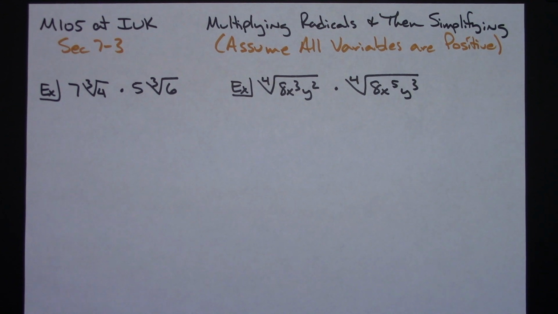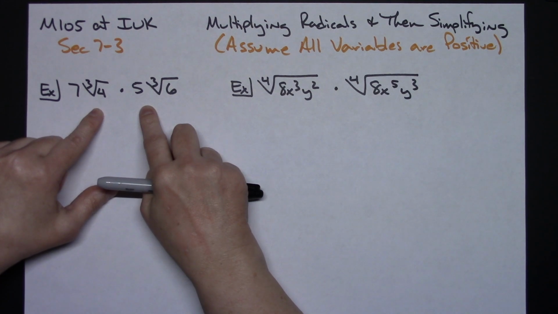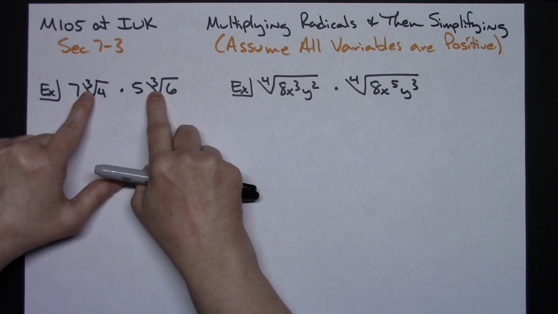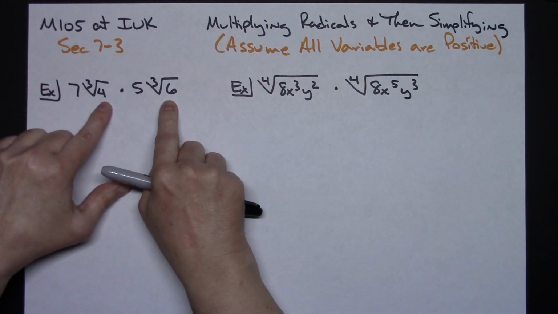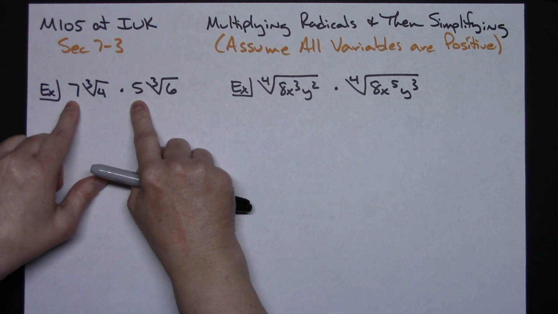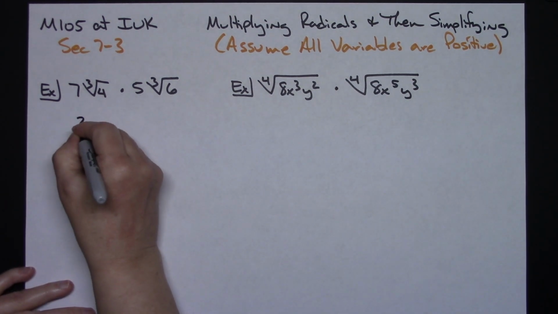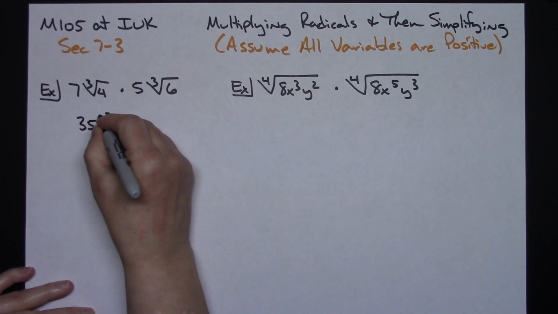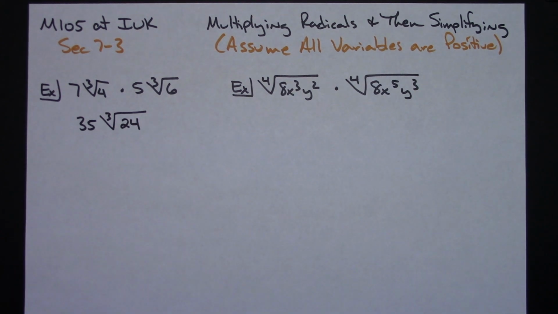Alright, in this first example, when we multiply radicals, as long as they're both cube roots or fourth roots or whatever the root is, then I can just go ahead and multiply what's underneath. I can also multiply numbers in front because those are coefficients. So 7 times 5 is going to give me a 35. I'll keep the cube root, and 4 times 6 is 24. Now at this time you need to look at this and see if you can simplify.